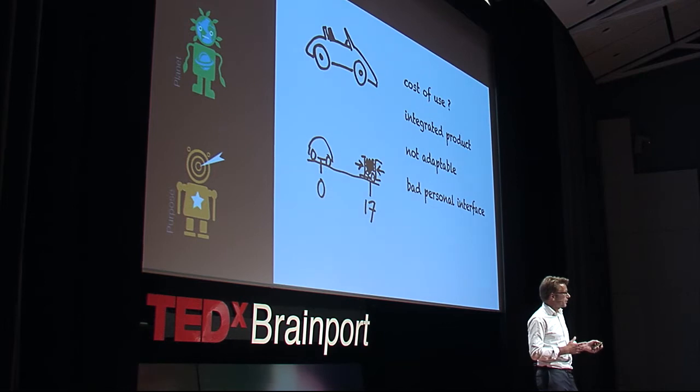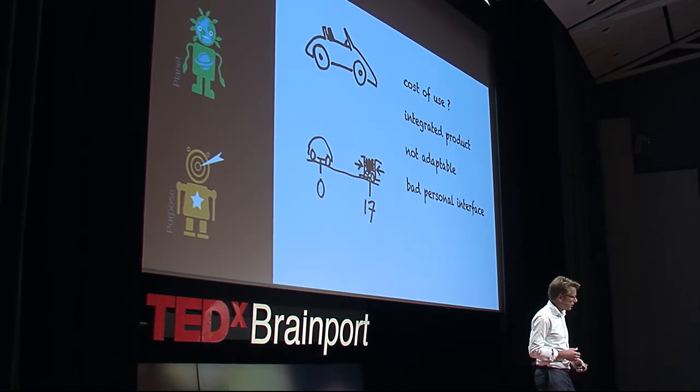Besides that, cars are not adaptable. If you get kids, you need to buy a new car, and we do. And they have a very bad personal interface. If you've ever used a navigation system in cheap cars, you know that the menus are bad and it's slow. Well, imagine that in 17 years. It would be like still using MS-DOS commands to use your computer.